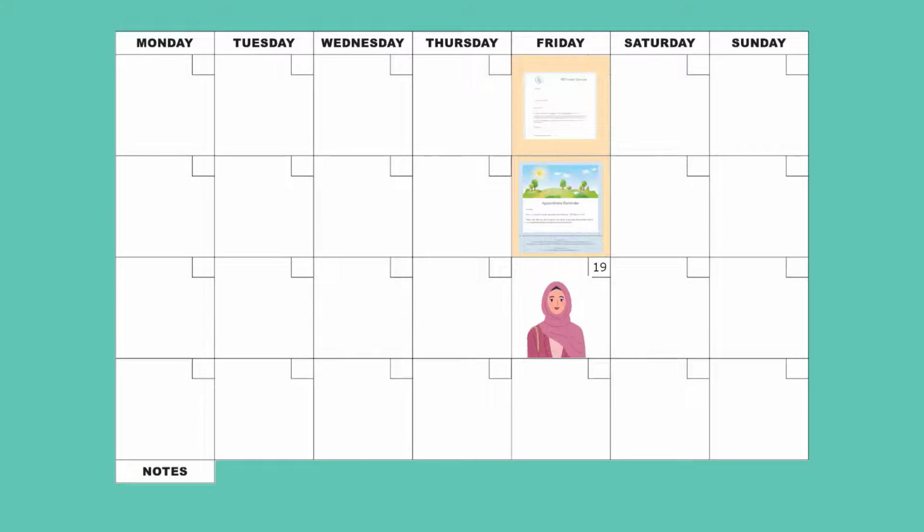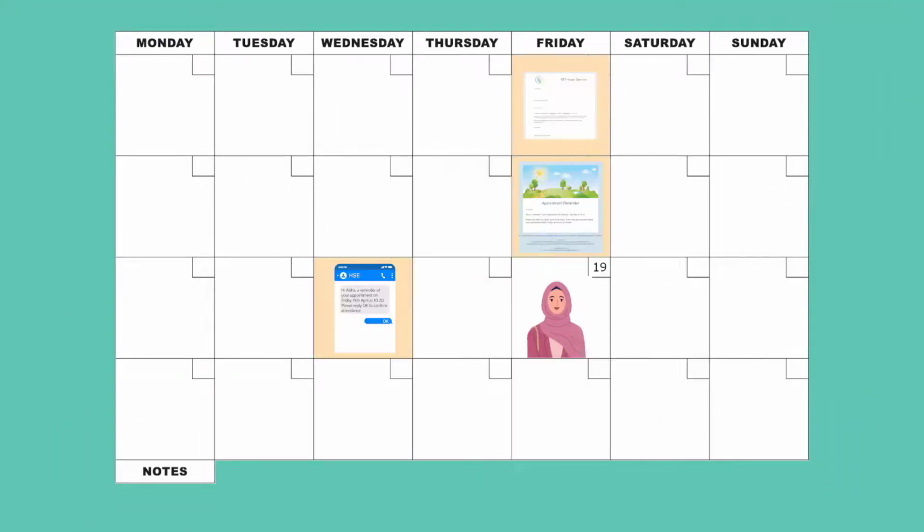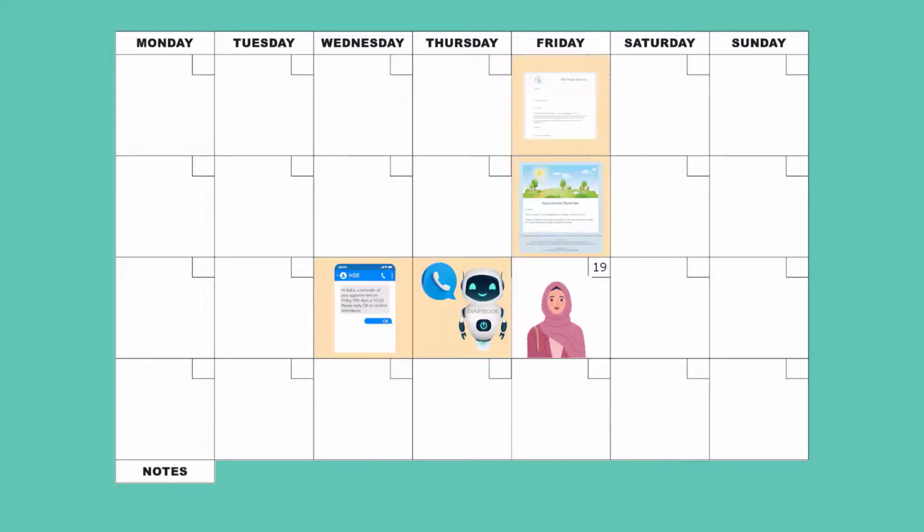When we reach 2 days before the appointment, a text message is sent out. And finally, in this busy example schedule, 1 day before the appointment, DiaryBook rings the client and speaks the appointment reminder down the phone. So while this is clearly an over-the-top schedule, it should show you that you can decide what and when to send.